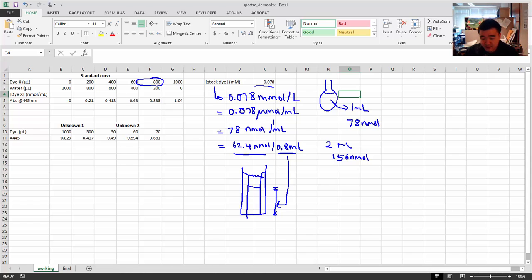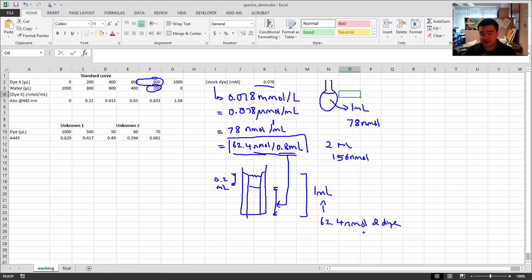Now the rest of this solution, the other 0.2 mils in this instance, came about because of water. We had 200 microliters of water, which is equivalent to 0.2 milliliters. And so in this entire 1 mil cuvette, how many nanomoles of dye were there? Well, no nanomoles of dye came from the water, and all the nanomoles of dye must have come from this addition over here, which means that in this 1 mil, there are 62.4 nanomoles of dye. Therefore, we can say that the concentration of dye is going to be 62.4 nanomoles per mil, and that's the number we would write up here, 62.4.